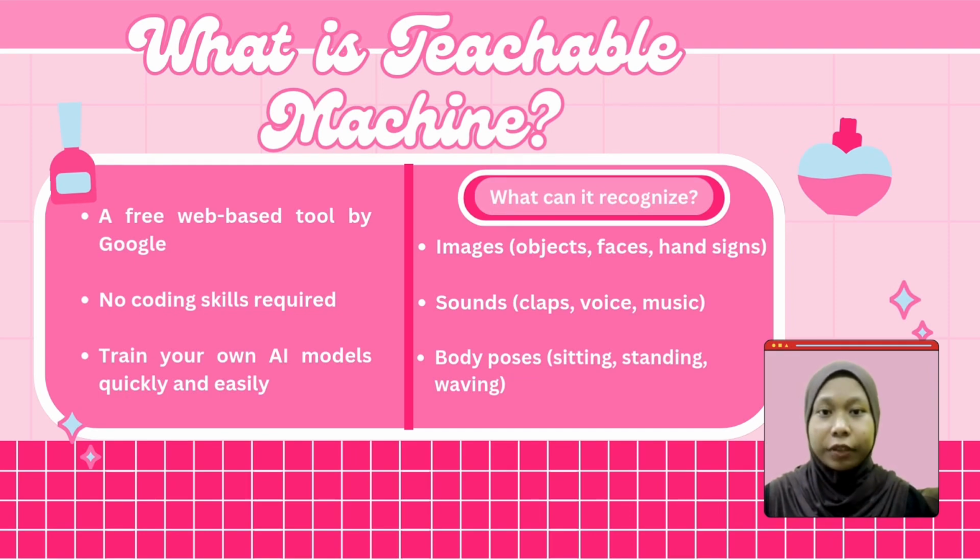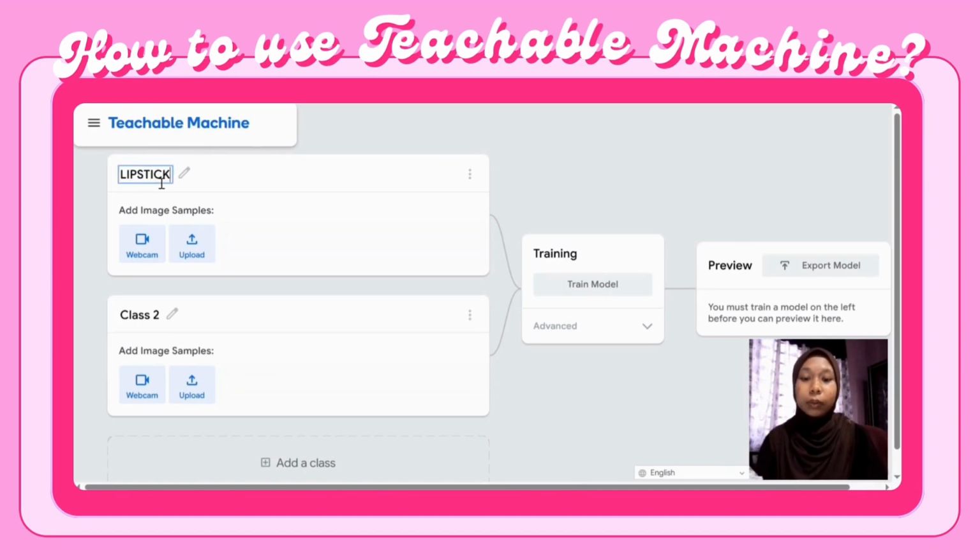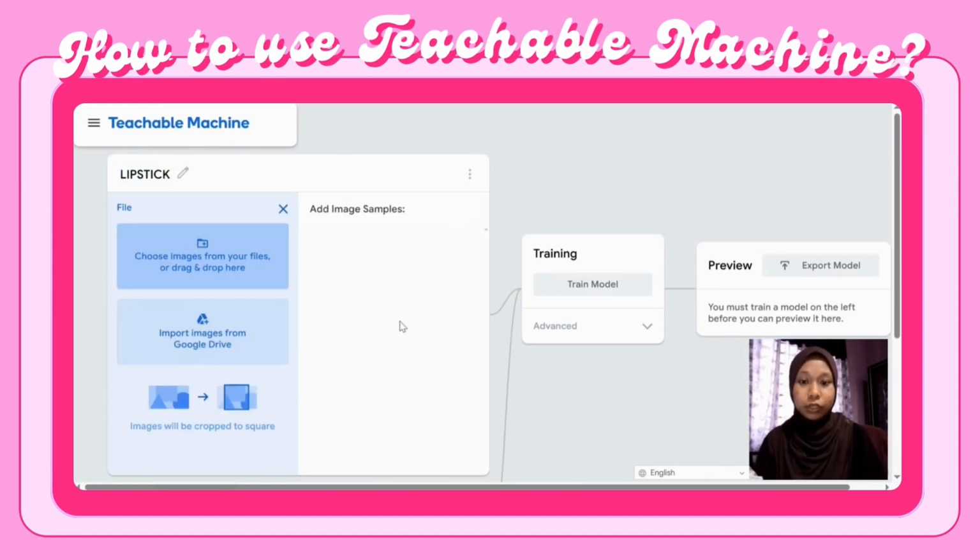Teachable Machine is a free, easy to use tool by Google that allows anyone to train a machine learning model without coding. You can teach it to recognize images, sound, or poses. It is a great way to explore how AI works in a simple and fun way. Now, I will explain how to use Teachable Machine.